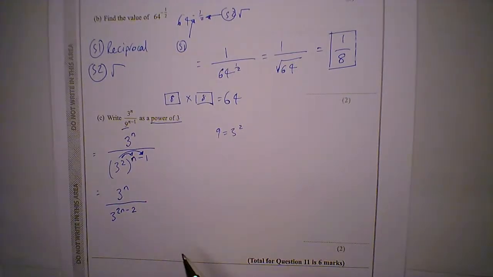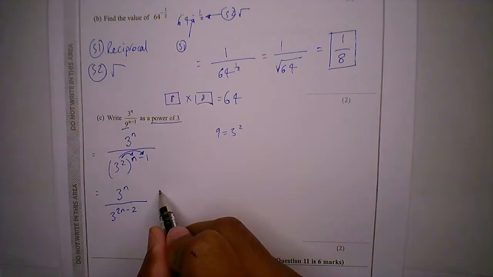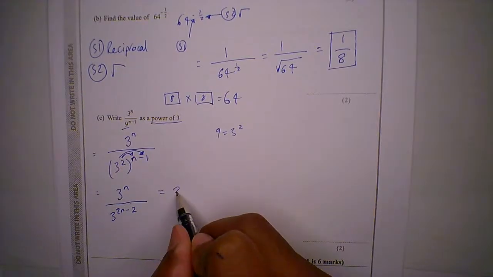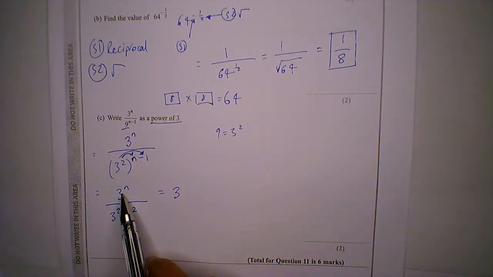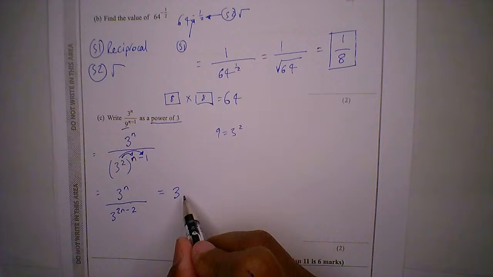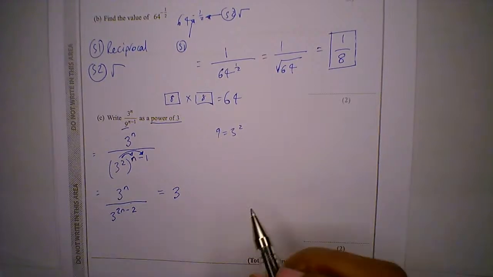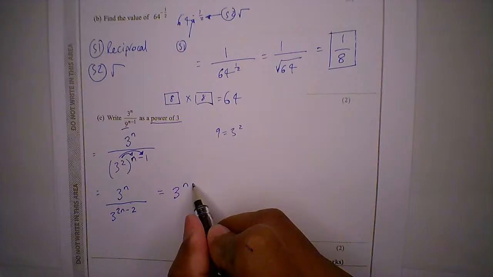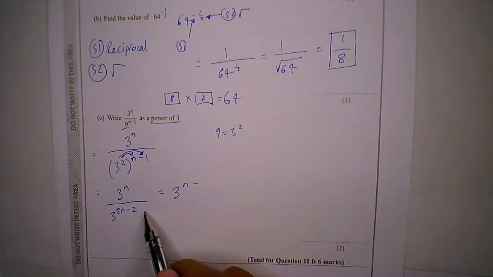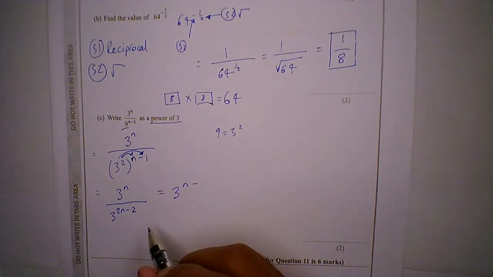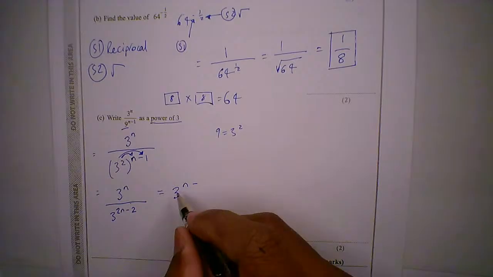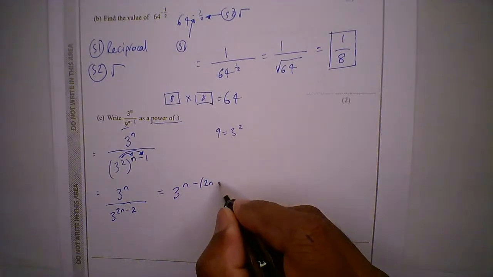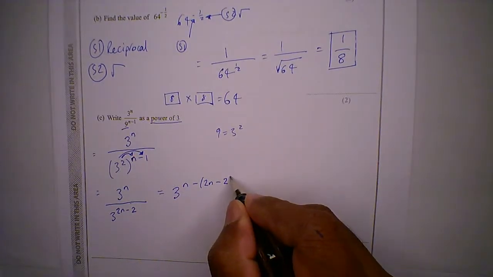Now this is the tricky bit. We've got dividing, which means that since I've got a base of 3, I can just write it as 3. Now I can work on my n. So I've got n, take away all of this. Okay, so I'm just going to write this out in brackets, take away 2n minus 2.